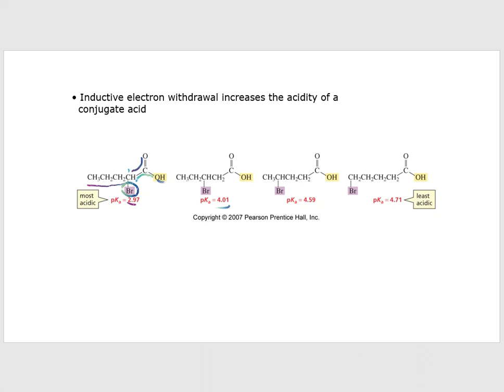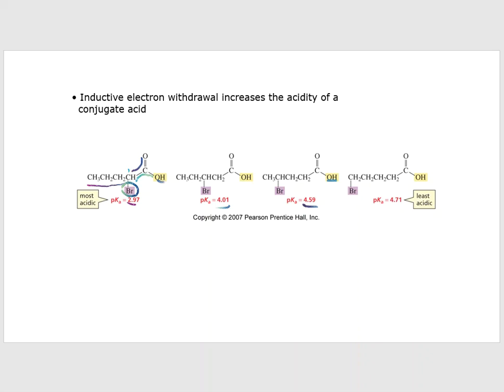Well, if we take that bromine and we shift it yet again, one more carbon to the left, we get further away from that OH group. If we get further away from that hydrogen, then this has less of an impact as far as electronegativity and inductive electron withdrawal goes. So therefore, this molecule becomes more of a base and less of an acid compared to the previous one.